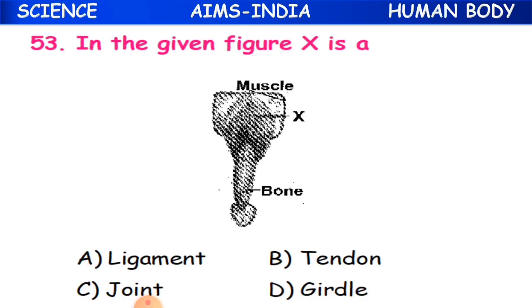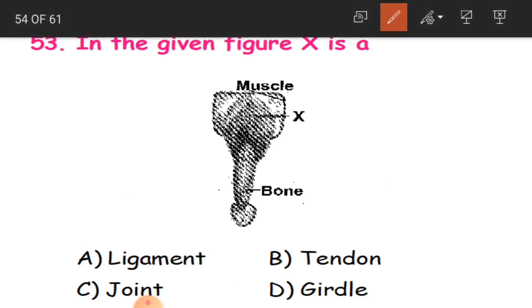The next question, children. In the given figure, X is a dash. You can see a muscle and a bone here. This is the muscle and this is the bone. So what is this X? Whether it is a ligament, a tendon, a joint or a girdle. It is a tendon, which connects the muscle and the bone. We call it a tendon.